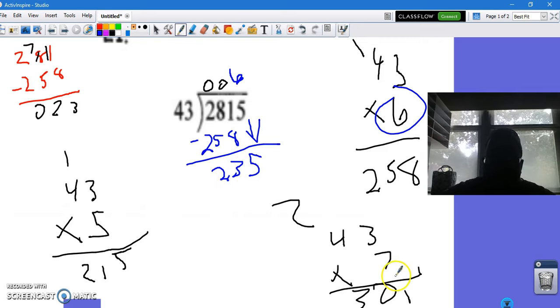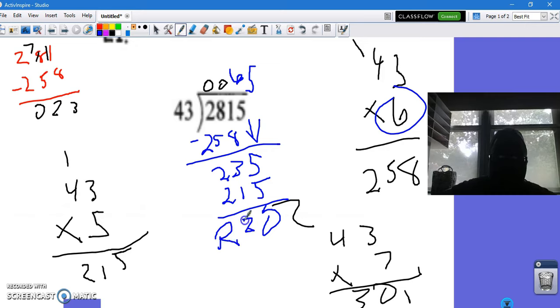Well, you already have 3 tries, so which one is going to come close? Right? 5 times, 6 times, or 7 times? Which one's not going over? 5 times. So we're going to put that 5 here. 5 times 43, we already know is 215. When we subtract, we have 20 left over. So you can leave that as remainder 20. Again, sorry for the sloppy handwriting.